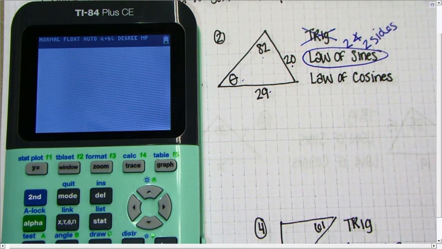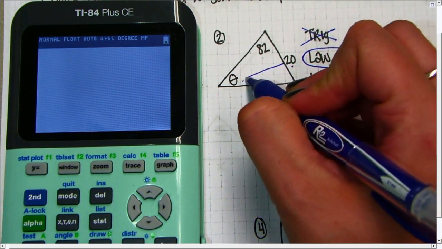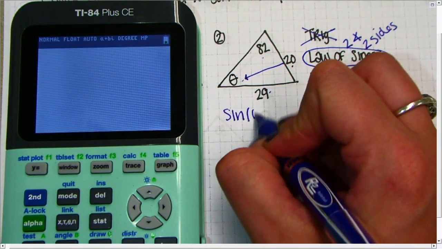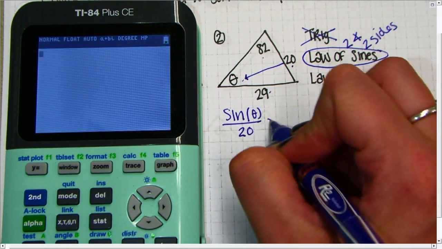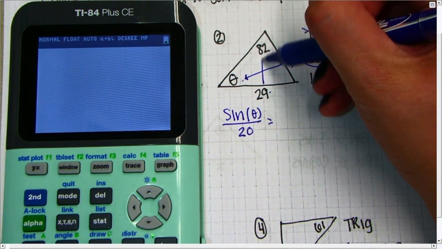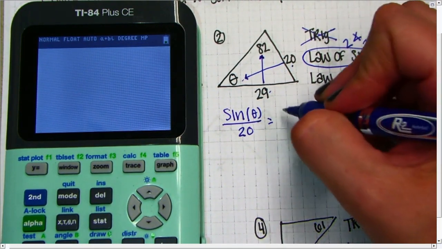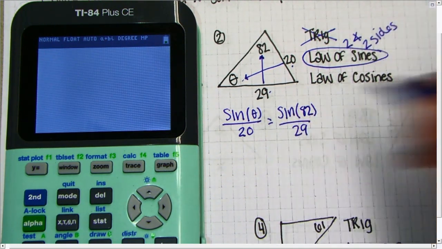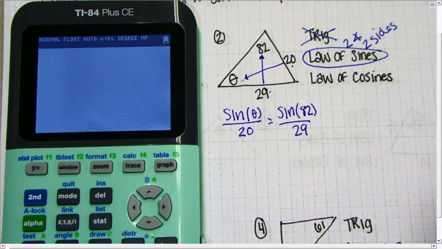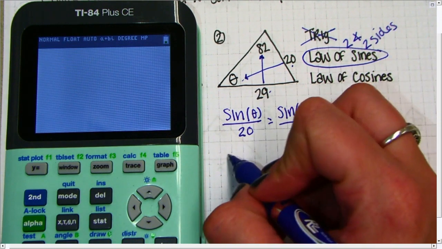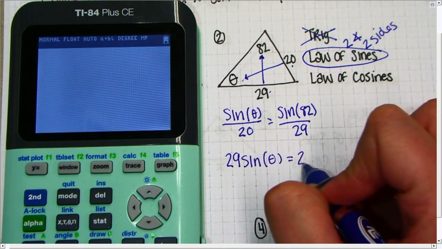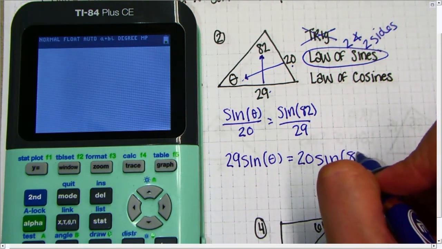The way that you set up the law of sines is the 20 corresponds to theta, so this becomes sine of theta over 20. Side of 29 corresponds to 82, so sine of 82 over 29. Now we cross multiply. 29 times sine of theta is just 29 sine theta, and then 20 sine of 82.